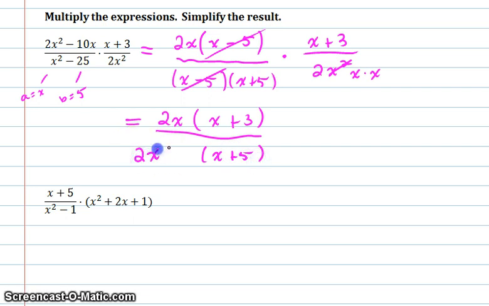And then I have 2x times x, or 2x squared. Now notice we have a 2x on the top, 2x on the bottom. Those cancel out. And then we have an x plus 3 over x plus 5 times x. So none of those are common factors, so we are left with x plus 3 over x times x plus 5. And that's our final answer.